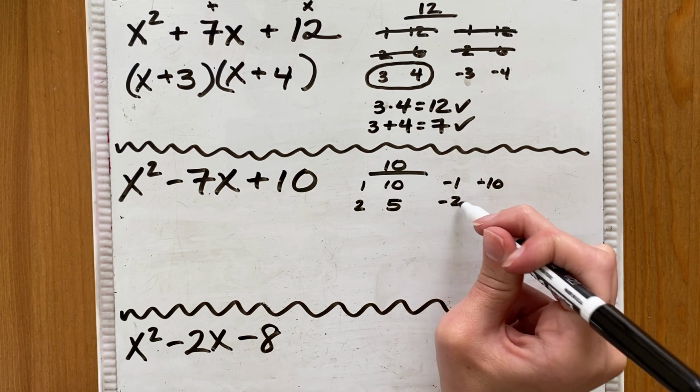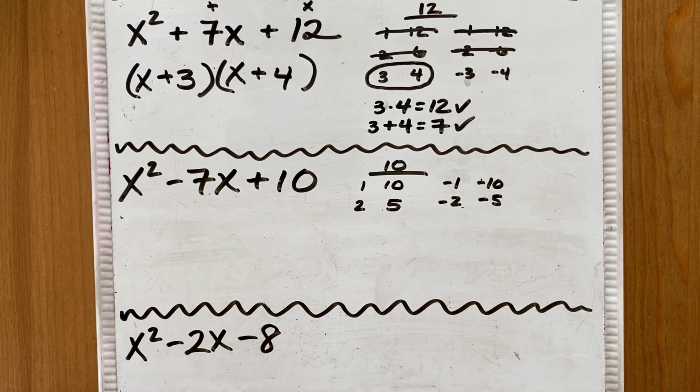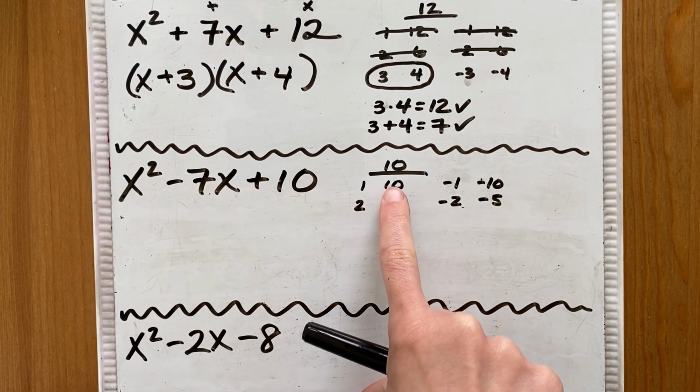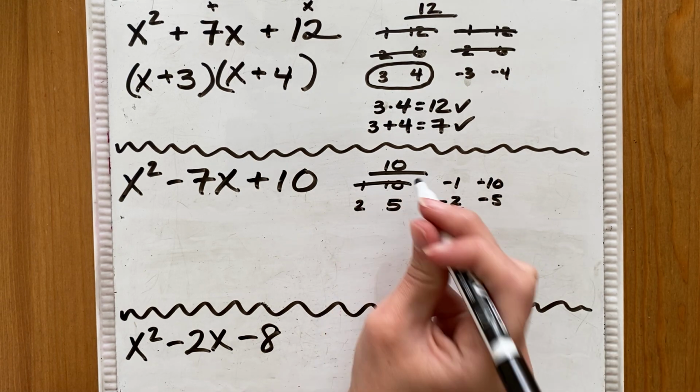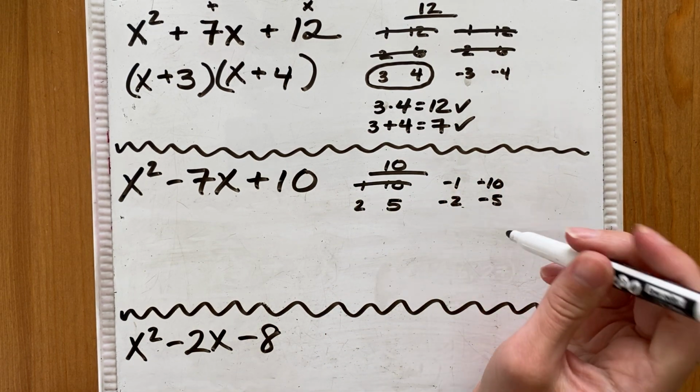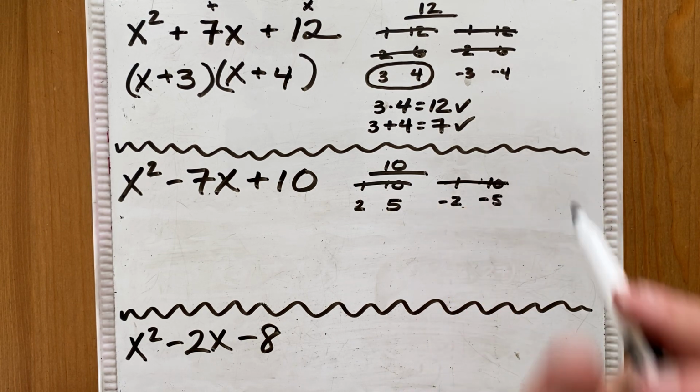So then I could also have negative 2 and negative 5 there as well. So if I try to add these now to try to get negative 7, 1 plus 10 is going to be 11. That's going to give me a positive number. Negative 1 plus negative 10 will give me negative 11. So it's just a little bit too big, but it is giving me a negative number.